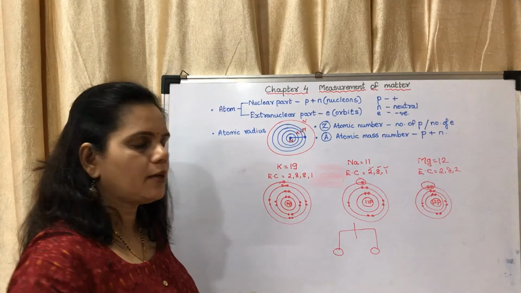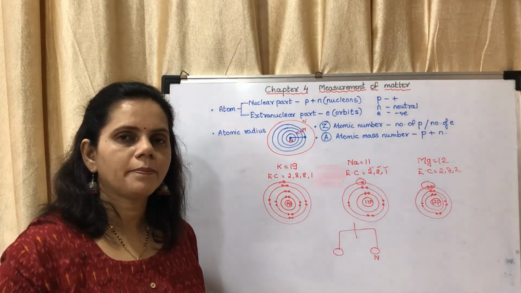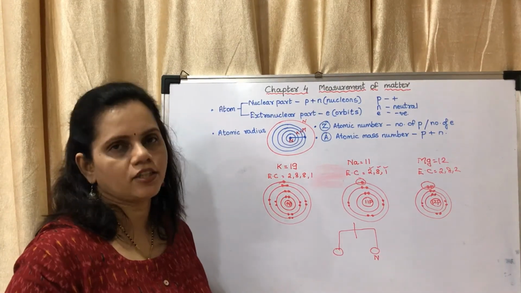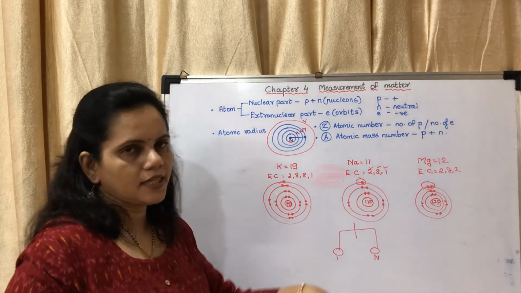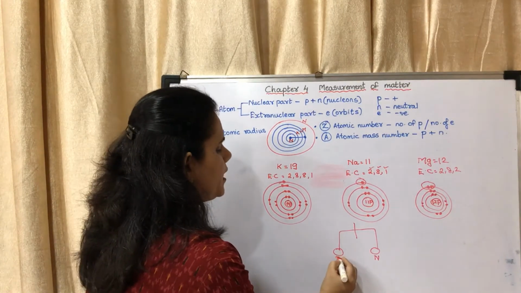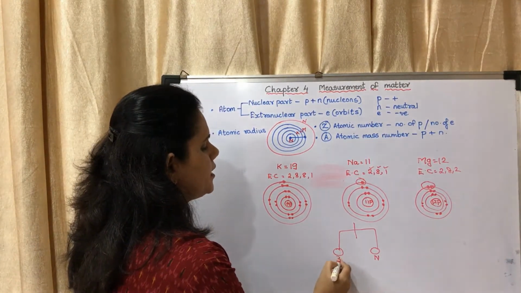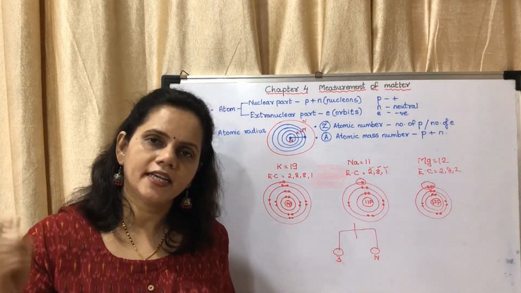You know about the weighing balance. Here you have to take nitrogen. In one of the pans you have to take nitrogen, and here you have to place hydrogen. So you placed one hydrogen, but still the nitrogen was heavy. So you placed 2 hydrogen, still it was heavy. Then you placed 3 hydrogen, still it was heavy. Like that you went on increasing.